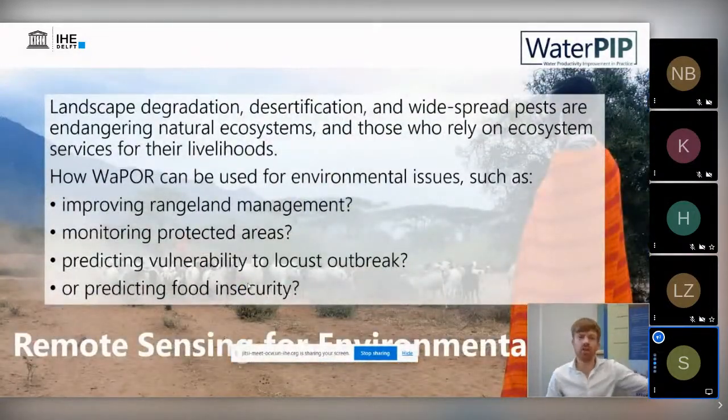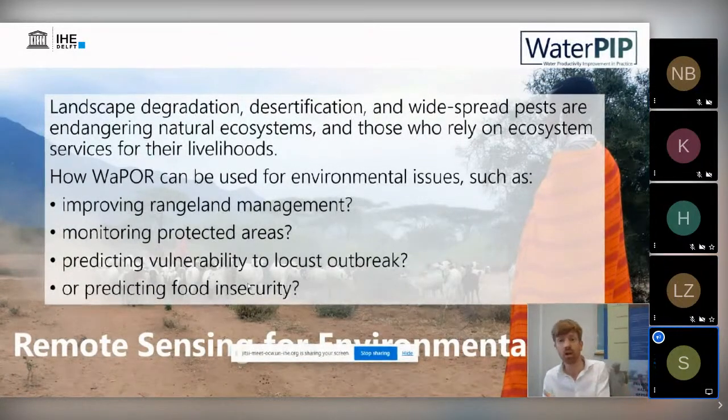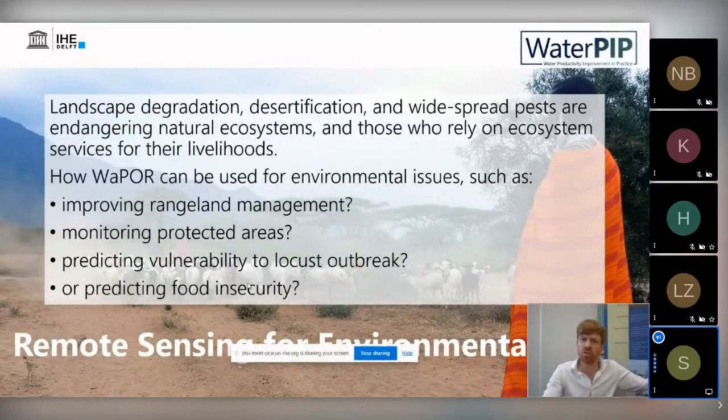The third category is remote sensing for environmental issues. Now, we've separately identified this because besides the productive part, there's also a large part that relates to production, but also relates to a lot of other elements in terms of the environment. So there's a lot of landscape degradation going on, desertification, widespread pests. We had locust infestation the past year, which endangers all of our natural ecosystems.